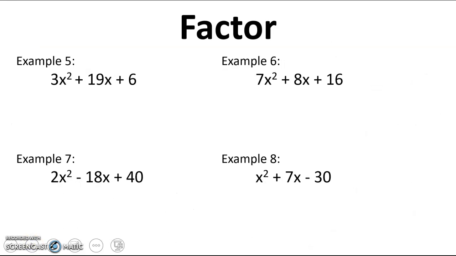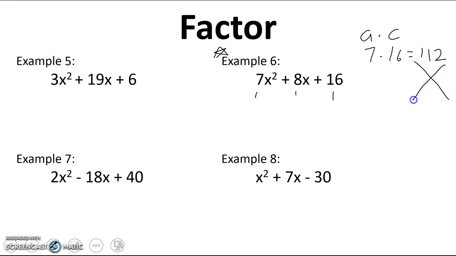All right, let's work out another one here. Let's do example 6. It'll be the last one we work out. So, first thing, look for the GCF. Let's see, 7, 8, and 16. I can't take anything out of those, so I move on to multiplying my A times my C value, which is 7 times 16. If we do that, we get 112.